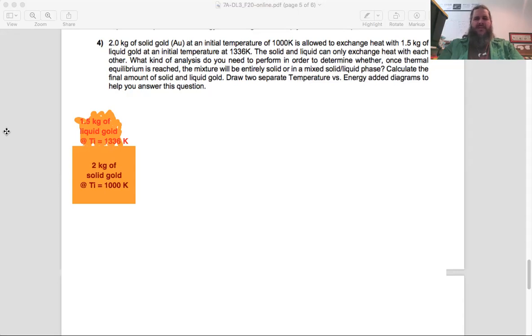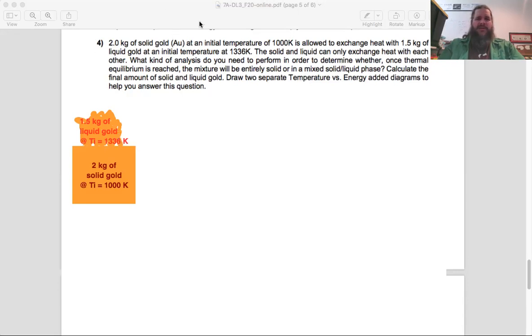Yeah, it's going to start to solidify. Yeah, losing bond energy. Because the important thing is, it doesn't specify this in the problem, but you can look this up on the data table. 1336 Kelvin is the phase change point. It's the melting point of gold. So if it's already at 1336 and it loses energy, it's going to start solidifying. It's not going to change temperature yet.